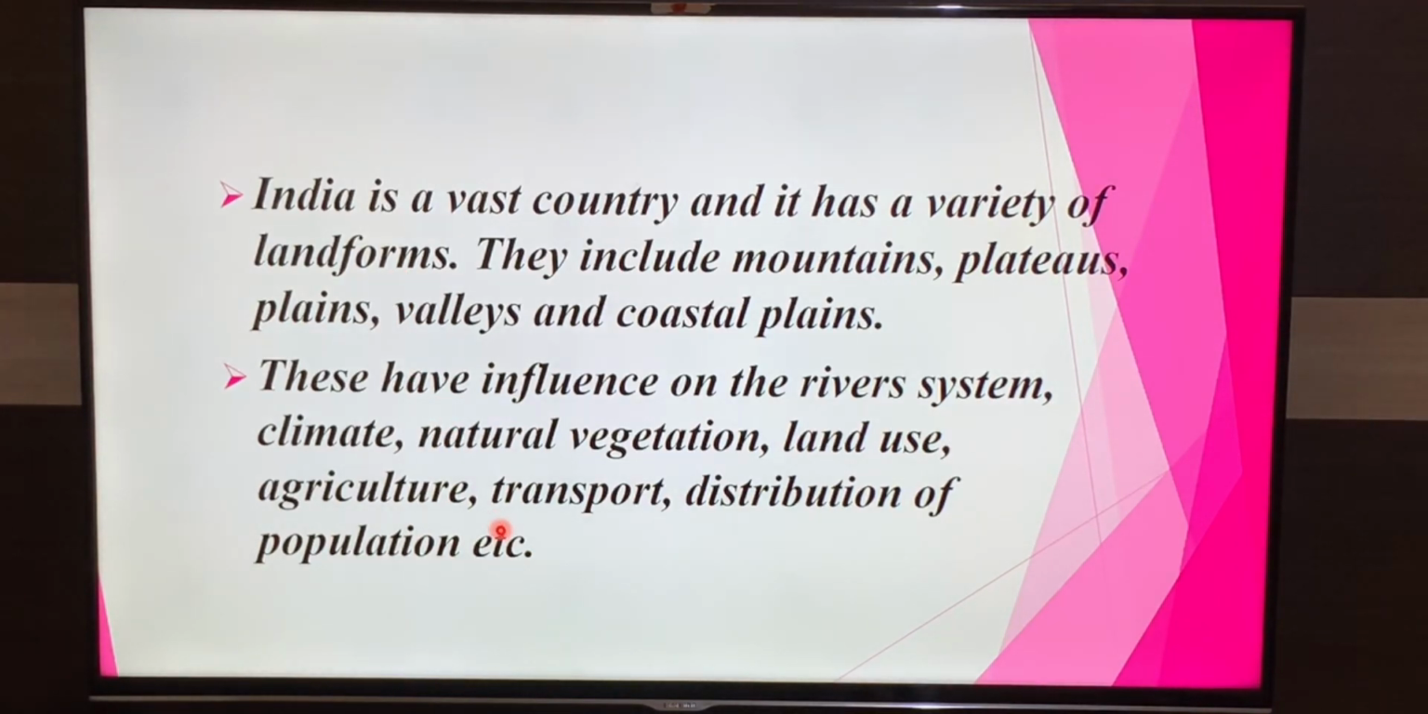Why do we have different types of landform in different places? The reasons are these, children: river system, climate, natural vegetation, land use, agriculture, transport, etc. These are the reasons for different types of landform.